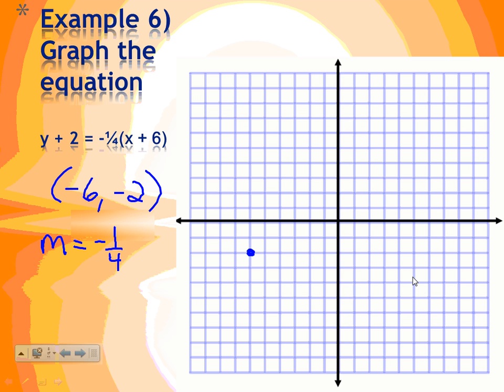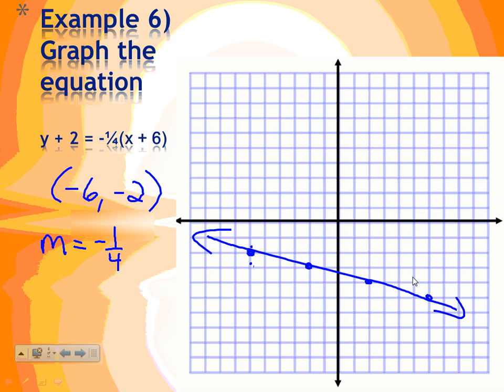Okay, so again, now you can get in your elevator, press the button, -1. We're going down 1. And then +4 would tell you to go to the right 4. Down 1, right 4. Down 1, right 4. And so there should be your line. Anybody mix up the slope and go in the wrong direction?